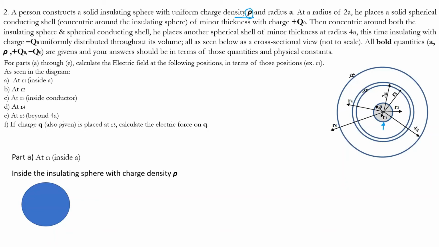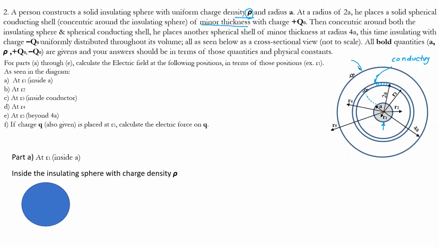So we have this insulating sphere with rho charge density, and right here from A to 2A, so this area, there's nothing. And here, this thing, it's a conducting shell with a small thickness, minor thickness. See, it is a conducting shell.